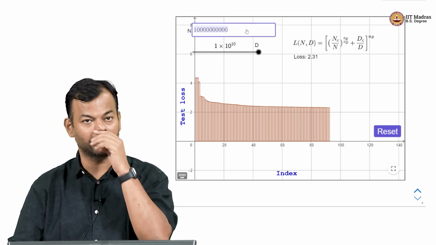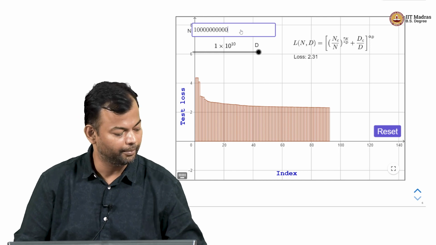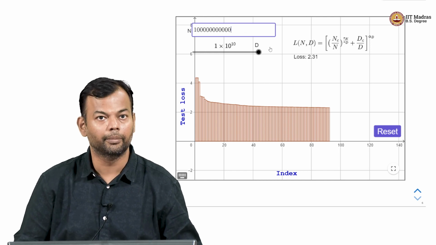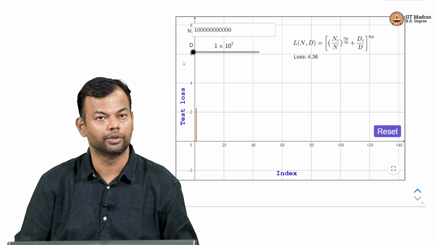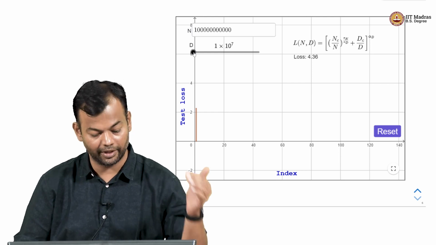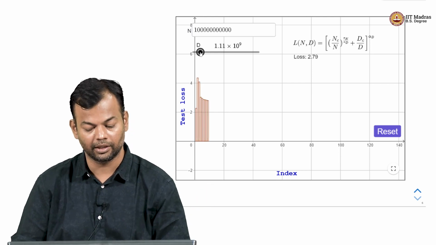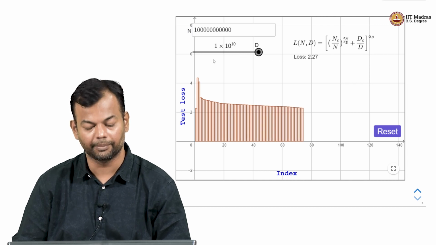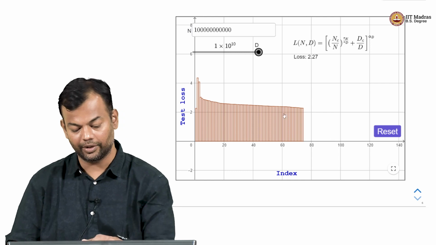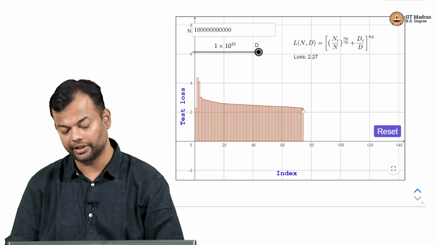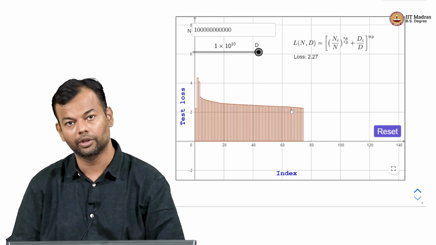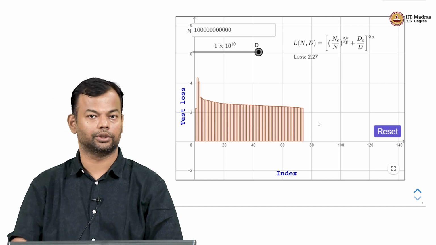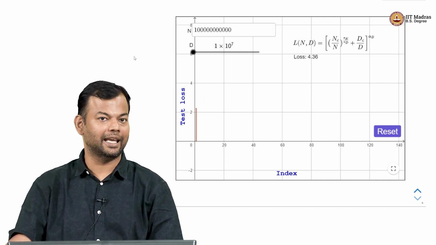So now as you keep increasing further, a 100 billion parameter model would benefit from even more training data. Let's see, already it's come down to 2 point something. That's roughly what it is, and you can see that if I had increased the training data further, it could potentially have gone further down because it's still on a downward slope, right? So that's what the scaling laws tell you.